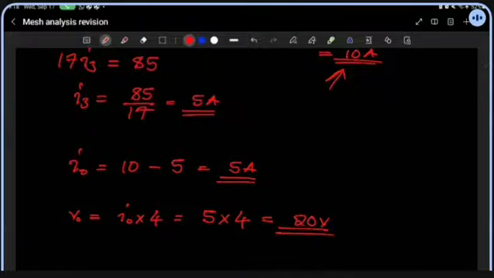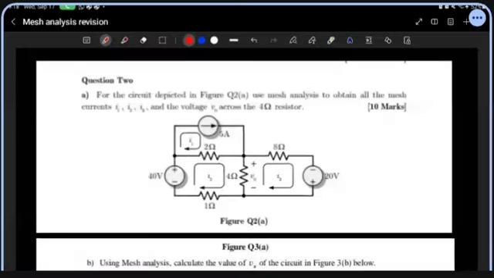Any questions there? Okay, so we have just seen an example where we were just deploying mesh analysis to determine the mesh currents, and eventually we used the mesh currents to determine what was happening in a particular branch. And with that, we managed to work out this problem.